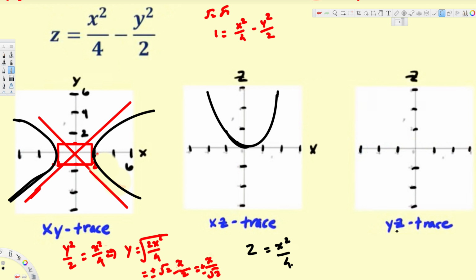And let's go to the yz trace. For the yz trace, we equate x equal to 0, so we are going to have z equal to negative y square over 2. So this is going to be a parabola opening downward. Okay, and that's it, that's our traces. And let's compare this one with our graph.